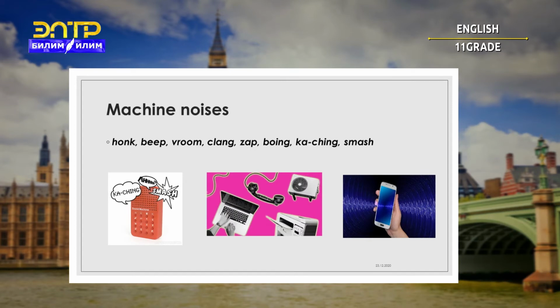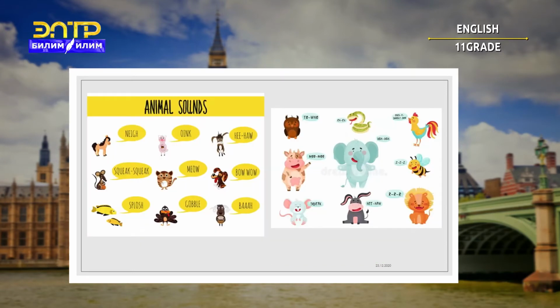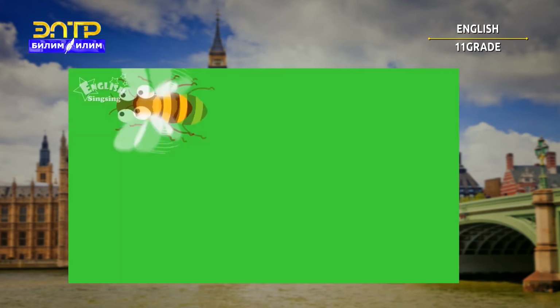Machine noises or sounds like honk, beep, vroom, clang, zap, ka-ching, smash, as you see in these photos. Here, animal names. Dear students, I want you to screenshot this photo to know the animal names, and then we will learn the sounds they make. Animal sounds. As you see in the photo, here are animal sounds and how people imitate them.